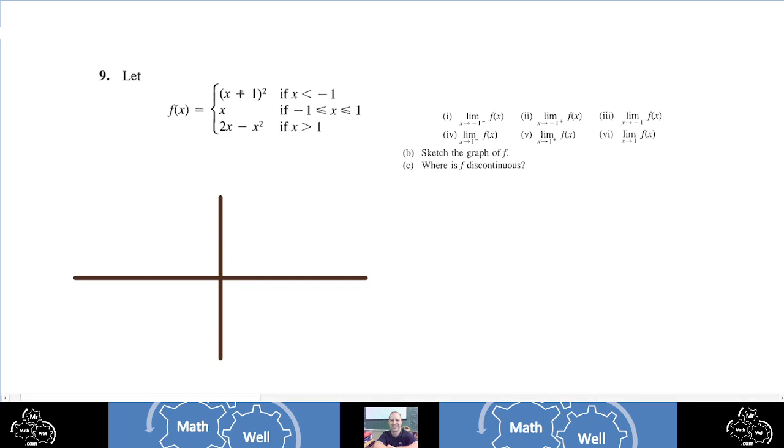Could you put this on Desmos? Yep. Do you need to? Not really. I feel like I did this one. Maybe I did this one in class today. All right, well, here you go. You guys haven't seen it probably.